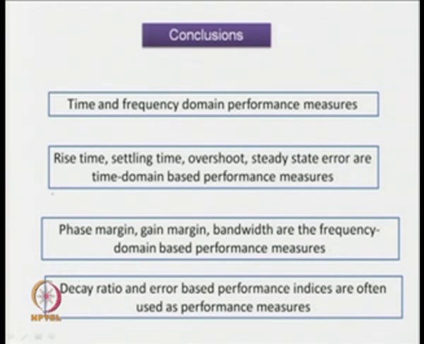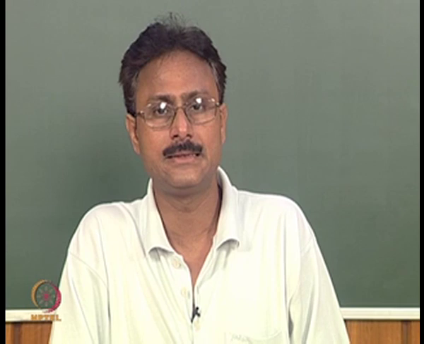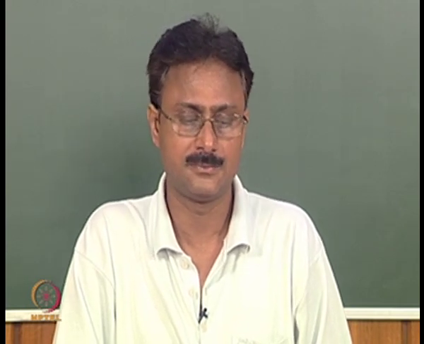Certain time response performance measures are known as rise time, settling time, overshoot, steady state error, decay ratio, and so on. Also, we have got frequency domain performance measures known as phase margin, gain margin, bandwidth, to name a few. Often decay ratio and error based performance indices are also used as major performance measures to ascertain the efficacy of controllers in a closed loop control system.